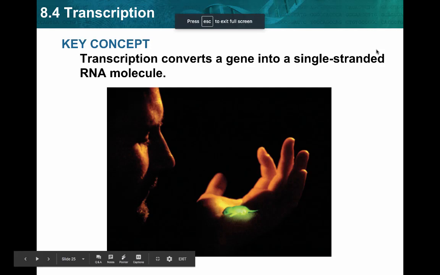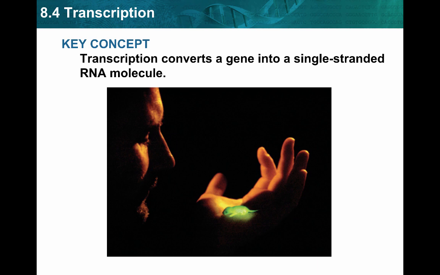All right, so in 8.4, we are talking about one of the two steps of the main job that DNA does. So far we've discussed the history of how we discovered DNA, the structure of DNA, and then we talked about how it replicates itself, which is important for cell division. But we know that DNA controls all of our traits, right? All of our inherited traits.